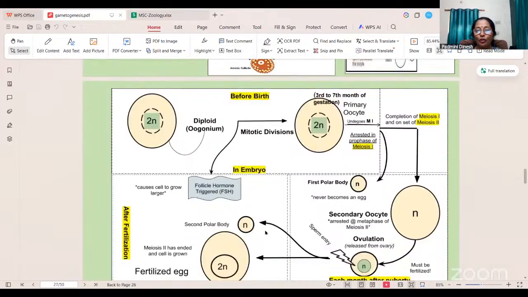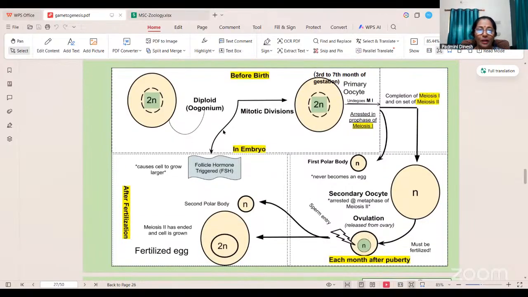Atresia is cell death. So this is a clear picture to understand what I was talking about. The diploid oogonium before birth, that is, in the 3rd month to 7th month of gestation, the fetus produces primary oocytes. The primary oocyte undergoes meiosis 1. The meiosis 1 gets arrested at prophase 1. After childbirth, and after the child has grown and attained puberty, meiosis 1 resumes and completes, and a secondary oocyte is formed.